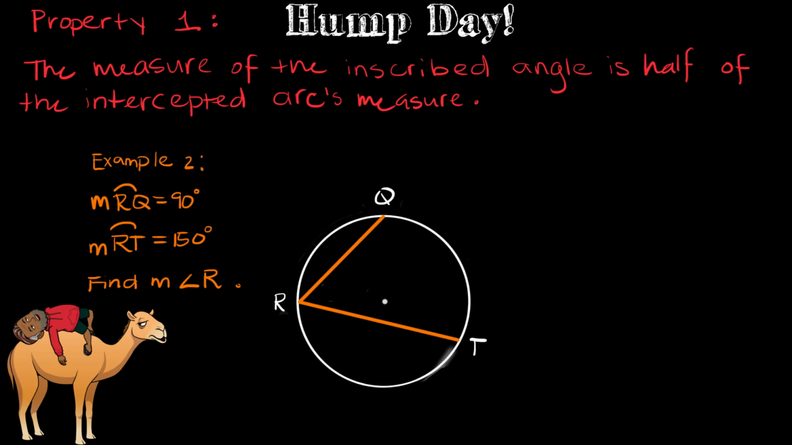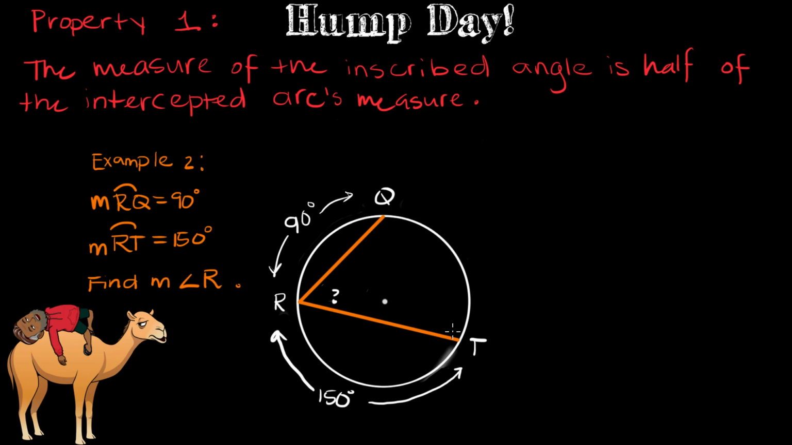In example number 2, we have this circle here where arc RQ is 90, arc RT is 150, and we're trying to find the measure of angle R. Since I'm trying to find the measure of this angle right here, I need to take a look at this arc. Unfortunately, I don't have this arc. What I have is arc RQ is 90, so I know this arc over here is 90 degrees. And I know that arc RT is 150 degrees. So they gave me everything except for what I needed.